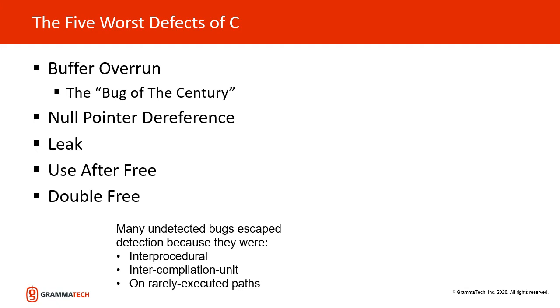Now, it is the case that most code works perfectly well most of the time. So a lot of bugs of these forms escaped detection, not because they were easy to detect, but because they were hard to detect. Because they were maybe interprocedural, they were cross-compilation unit, they were whole program, and often they were on paths which were rarely executed.